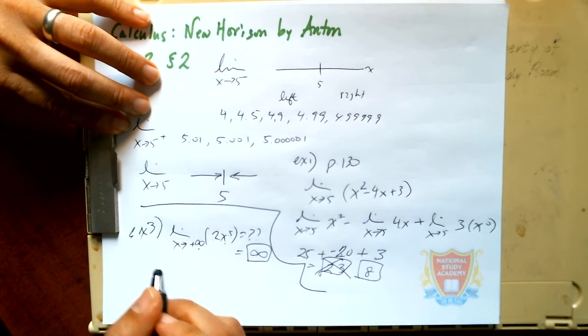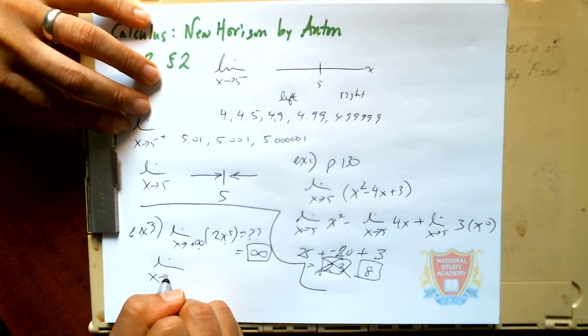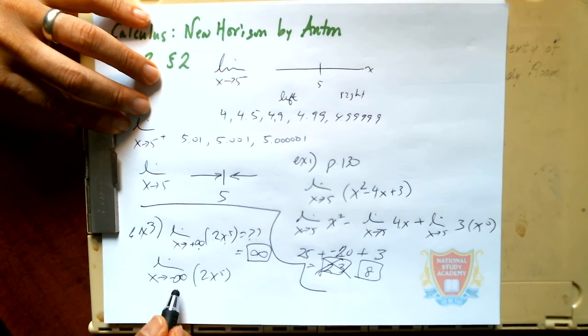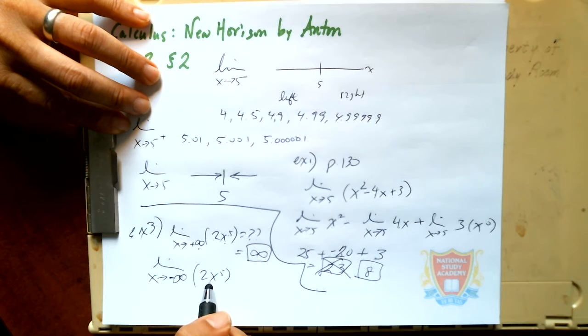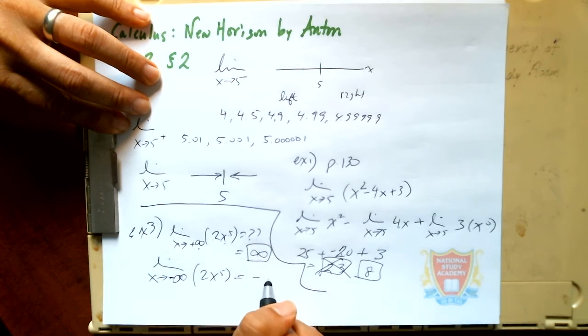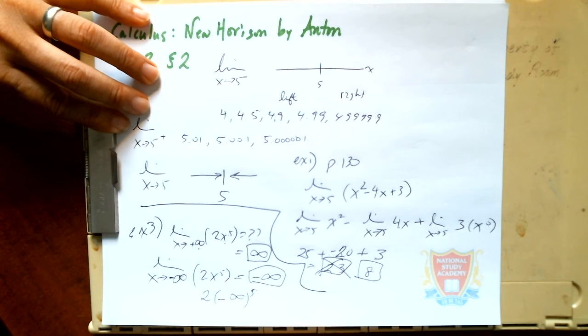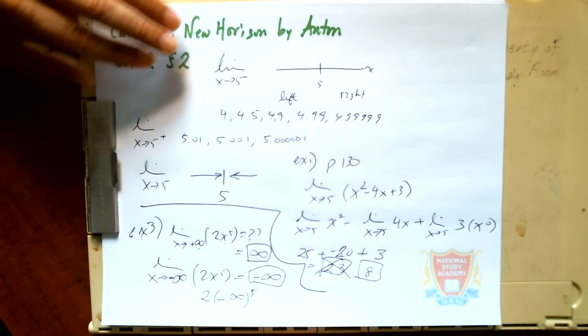Well, what about this guy? What's the limit as x approaches negative infinity of 2x to the 5th? You notice that there's a negative right there. A negative times a negative times a negative times a negative times a negative. There's 5 of them. Because this negative is being multiplied 5 times, and then times 2, of course, you end up with a negative number, and it's going towards negative infinity.